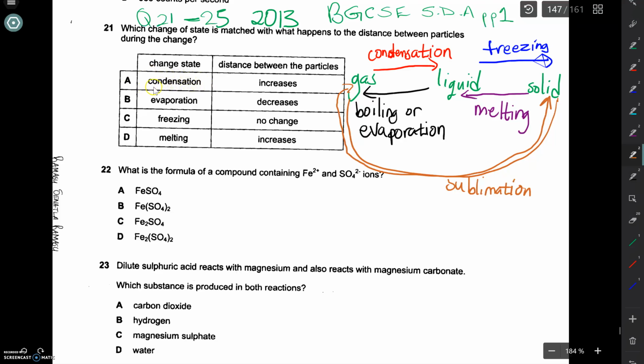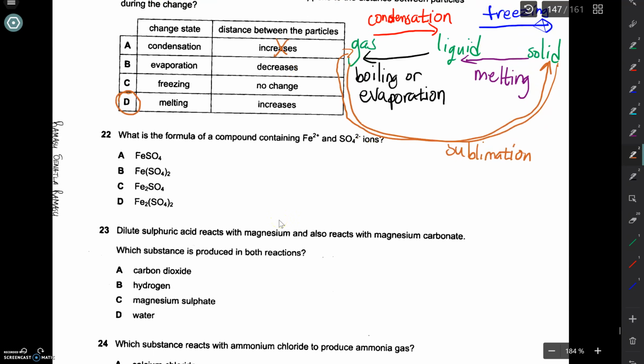Right? Now, during condensation, a gas changes to a liquid, right? So this means that the distance between the particles decreases. So this is wrong. Your answer here should be D, because during melting, a solid changes to a liquid, which means that the volume of the substance increases. So the distance between the particles increases. Okay.